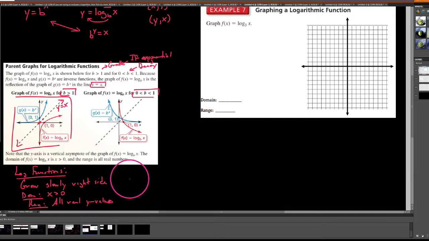We want to say that there is an x-intercept at 1, 0. Now this is true if this is just y equals log base b of x.